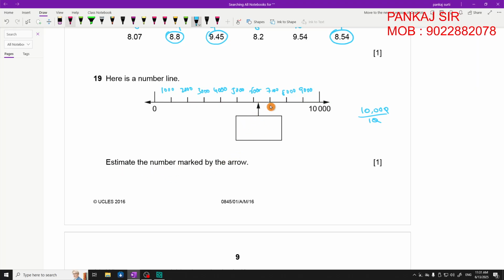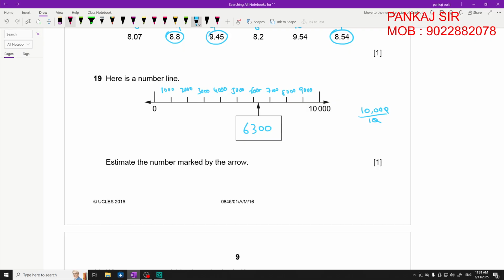Now here they have asked you to estimate the marked arrow. Okay. So the arrow is somewhere between 6,000 and 7,000. It's less than halfway between 6,000 and 7,000, so it is less than 6,500. So let us take 6,300, right? So the estimated value is 6,300 for this particular question.